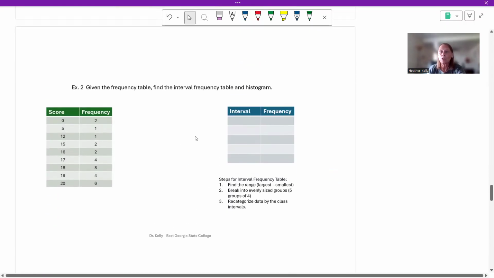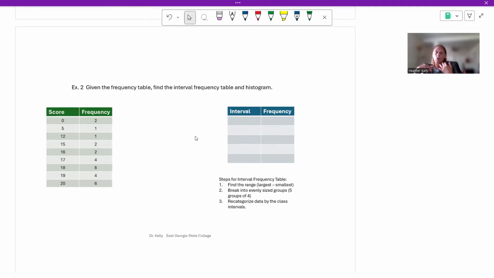So the next thing I'm going to talk about is how we take the frequency table and turn it into an interval class table. Okay. And to do that, there are 3 steps, and I've actually written down the steps down here. The first thing we do is we find the range, the largest minus the smallest. So here we're looking for the range. We'll have 20 minus 0 equals 20.